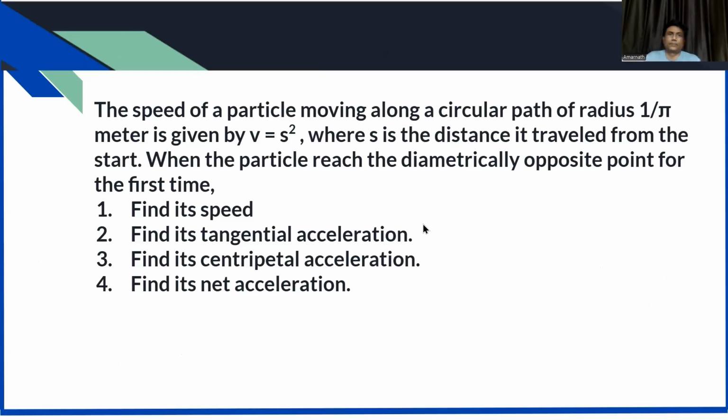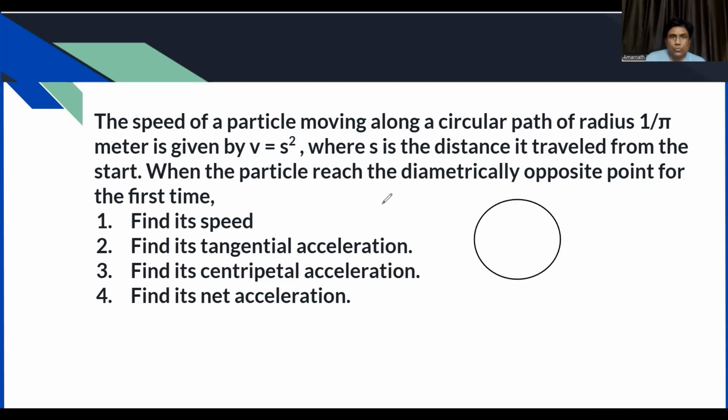I have changed it a little bit, okay? The speed of a particle moving along a circular path of radius 1 upon pi is given by v equal to s square, where s is the distance it travels from the start. When the particle reaches the diametrically opposite point for the first time, find its speed, find its tangential acceleration, find its centripetal acceleration, find its net acceleration, etc.